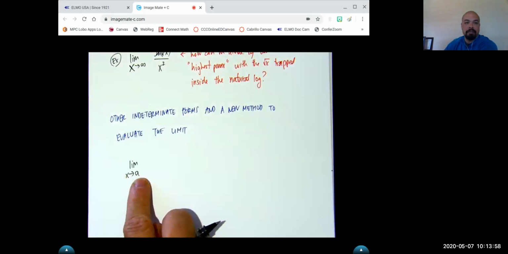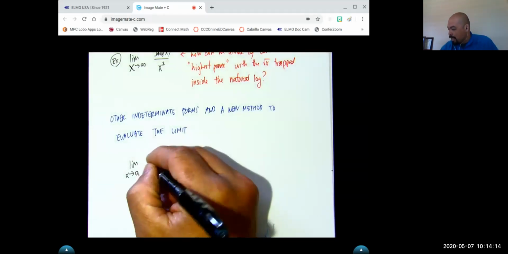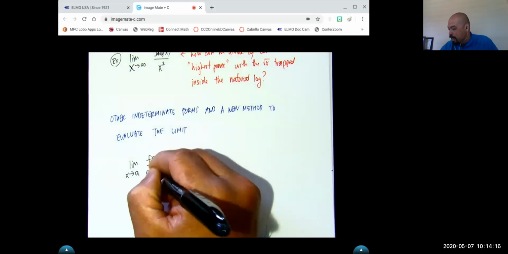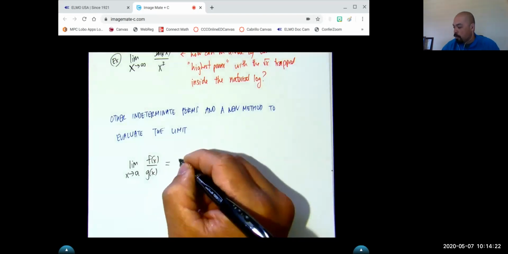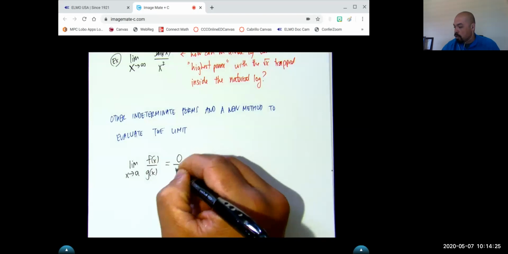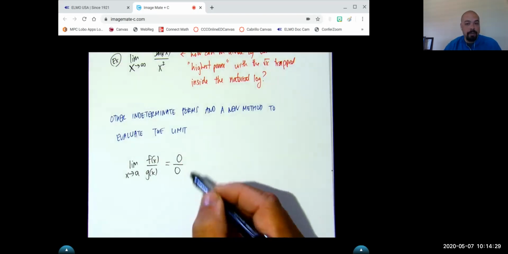infinity, value 0, x approaches 1, x approaches negative 5, whatever it might be, right? And so when we look at these kinds of limits, we more than likely get a rational type function going on. If this limit is going to go to 0 over 0, right? That's what we talked about before using algebra, right?